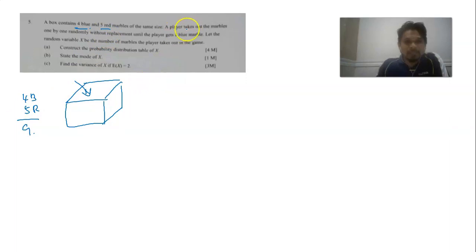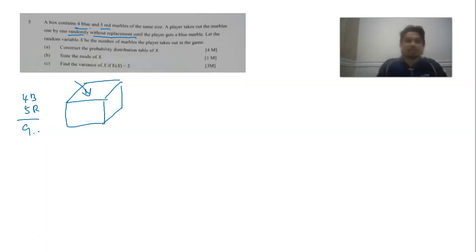A player takes out the marbles one by one randomly without replacement, meaning that if the person takes out one of the balls from inside the box, he shows it to the public and puts it aside. Then when he picks a second time, the number of balls inside the box has reduced by 1. The first time he picked, there were 9 balls inside. For the second time, it will become 8, and next is 7, and so on.